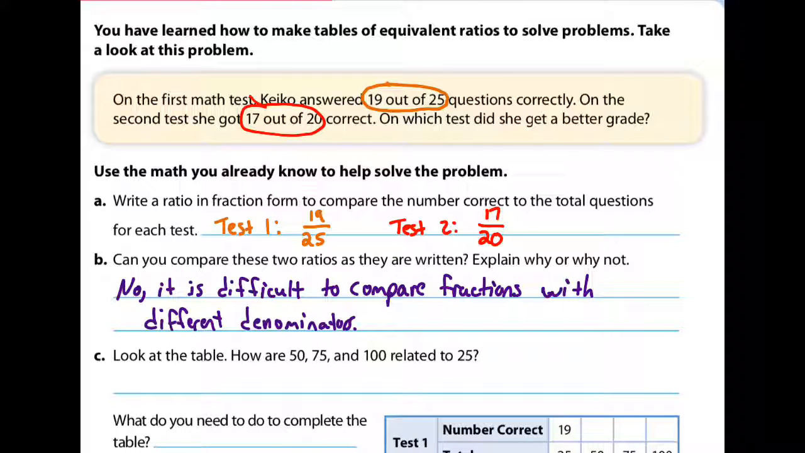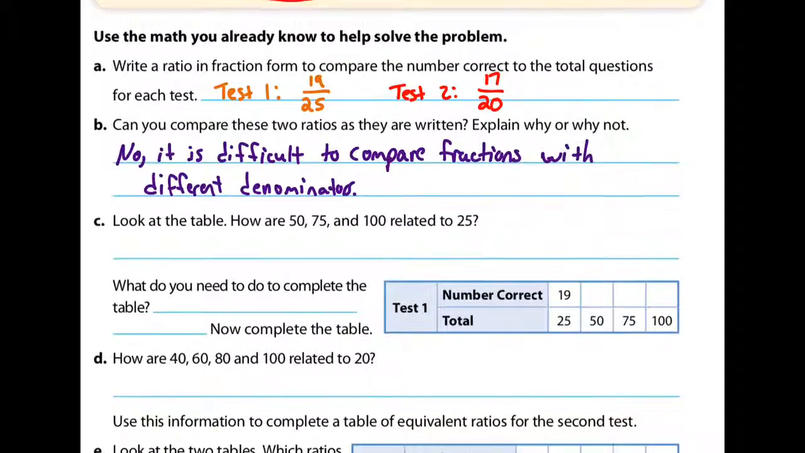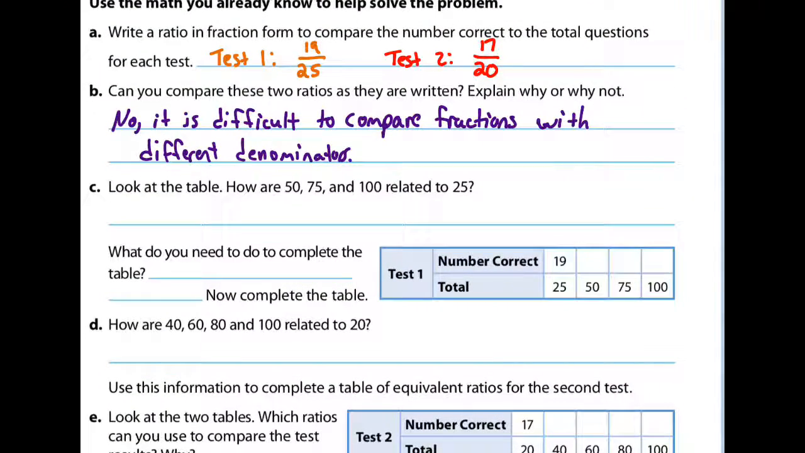Now, C says, look at the table. How are 50, 75, and 100 related to 25? So remember, this is going back to the 25 questions on test 1, right? So when I look at the table, notice this was the ratio that Kaiko had correct on test 1. She had 19 correct out of 25 total questions. So it's asking how are 50, 75, and 100 related to 25. So I'm just going to answer that.